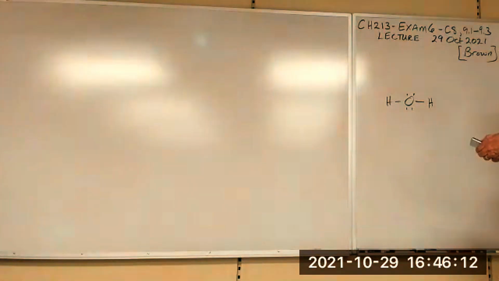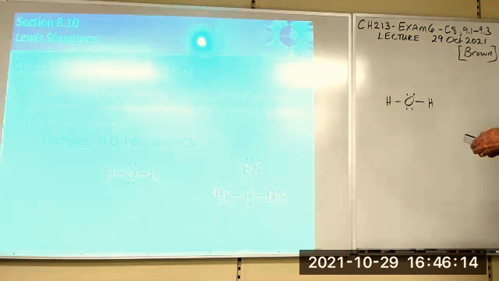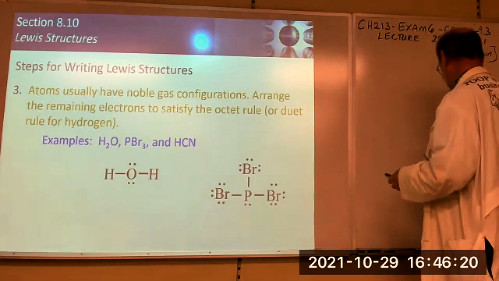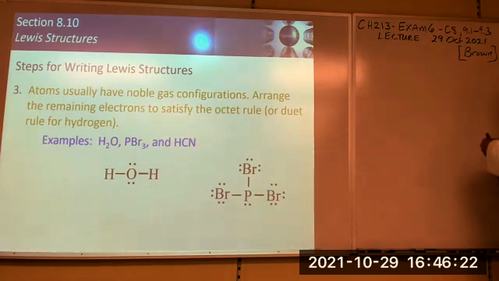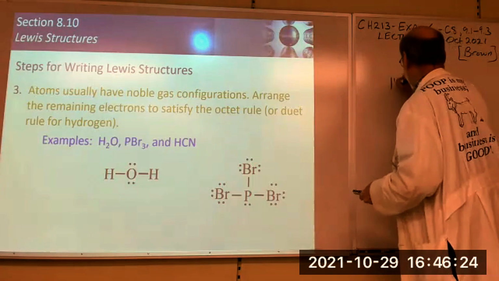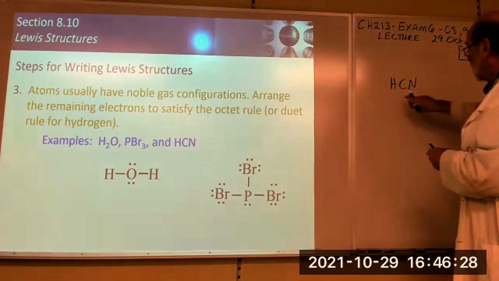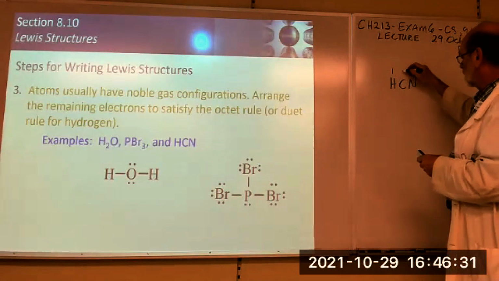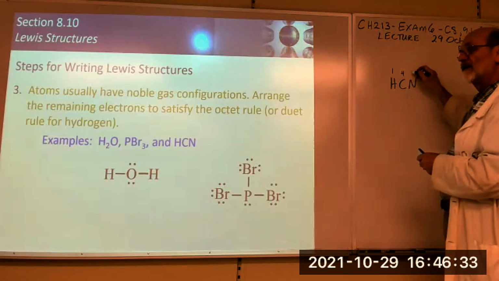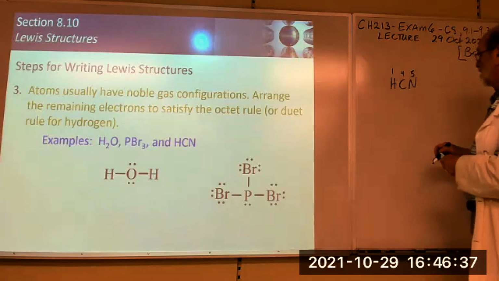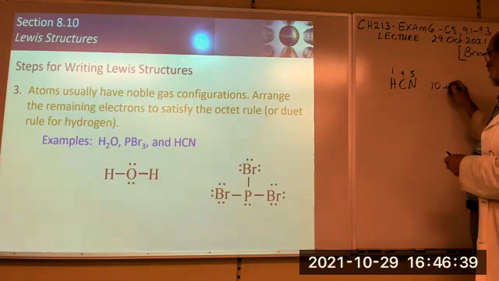You can do the same thing for hydrogen cyanide. Let's do that one before we put it up there. So hydrogen cyanide. Let's see, there's 1 here. There's 4 for carbon, and there are 5 for nitrogen. So that's 10 valence electrons.